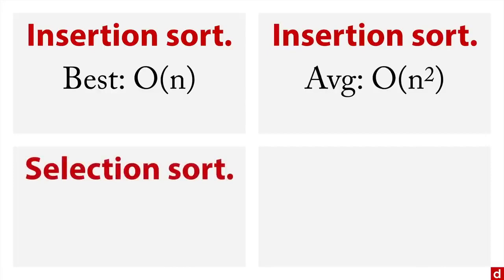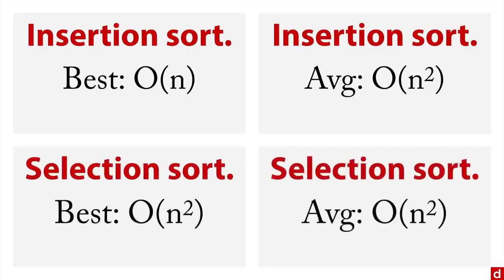Selection sorts, on the other hand, the best is quadratic and the average is quadratic. It's always consistent. So it's kind of funny. It takes a long time, but at least you know how long it's going to take versus the variability of something like an insertion sort.